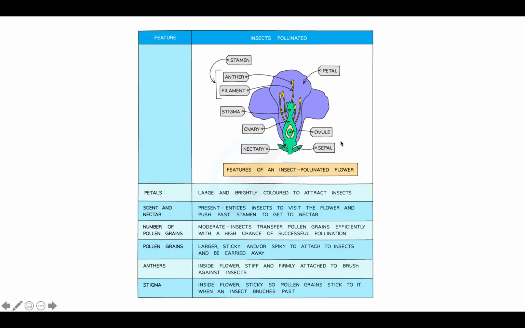So here's a summary of the insect pollinated flowers. It is very important to know the labeling of the structure and the structure of the flower, and to know the features of these plants: petals, the scent and nectar, the number of pollen grains, the pollen grains themselves, the anthers, and the stigma.